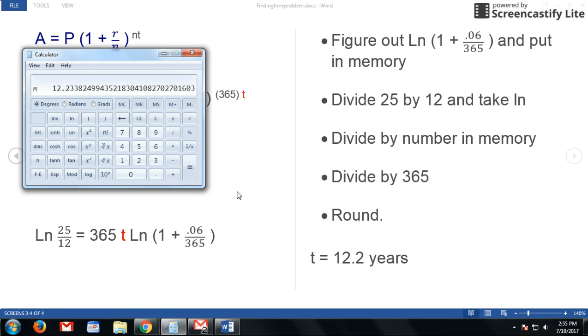And here is the time that it takes us to get to $25,000. We were supposed to round to one decimal place. If we round to one place, that's going to give me 12.2 since this 3 rounds down. So 12.2 years is how long it takes to get to $25,000.